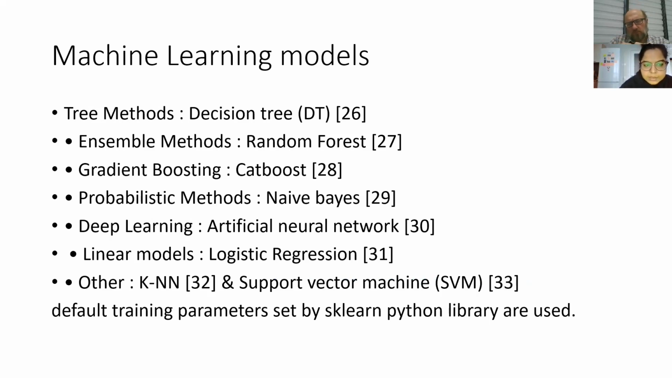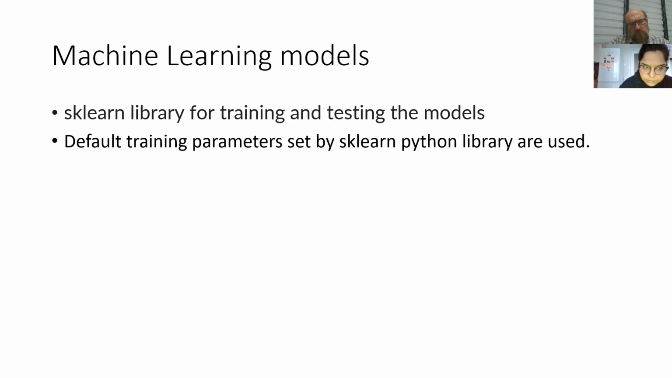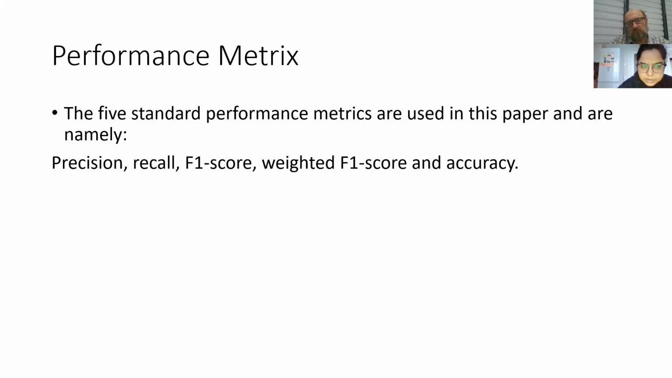Okay, and now these are the machine learning models which we used to train and test, and then compare the scores. We use the sklearn Python library, and we just use the default training parameters. So we didn't change anything, we just used it as it is. Okay, so this is all about this.